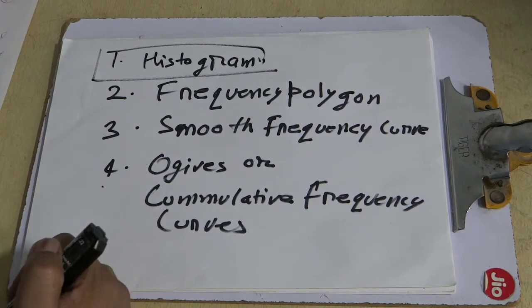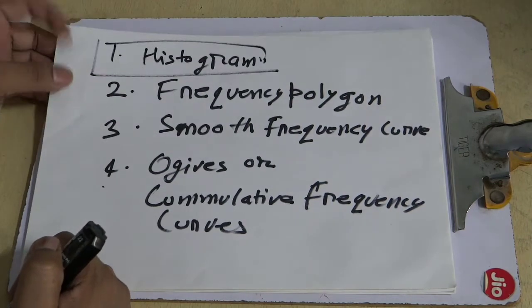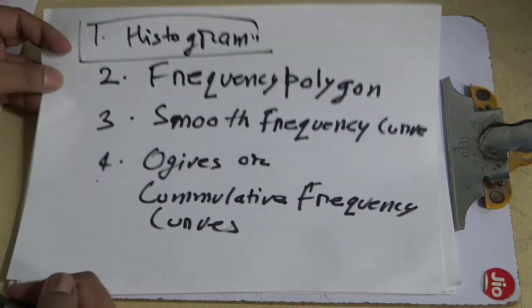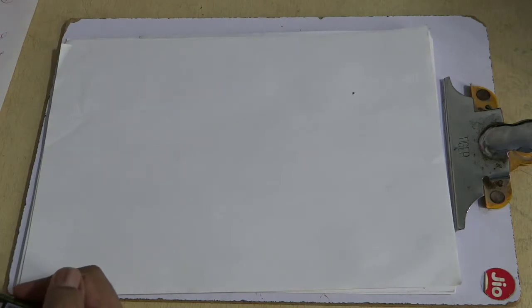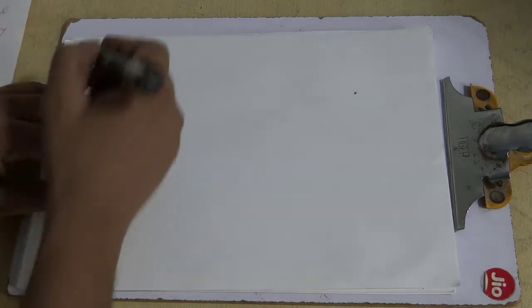Now we will see what is a histogram. I think the marker is not working and the market is also closed. Anyway, now let's start.